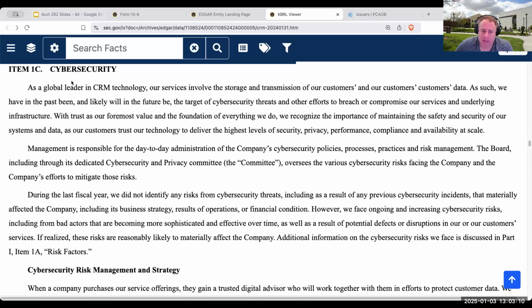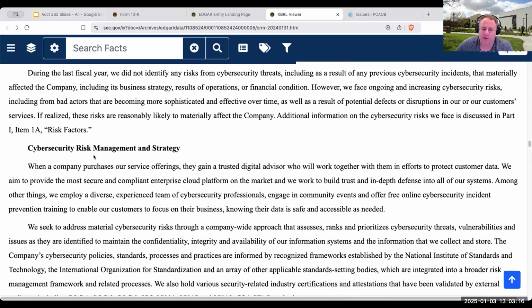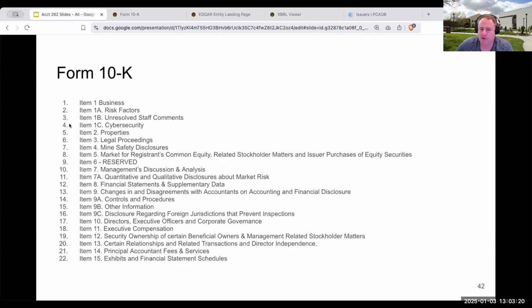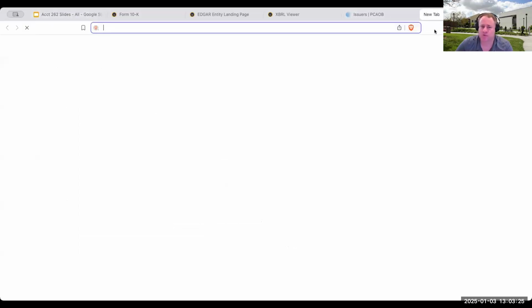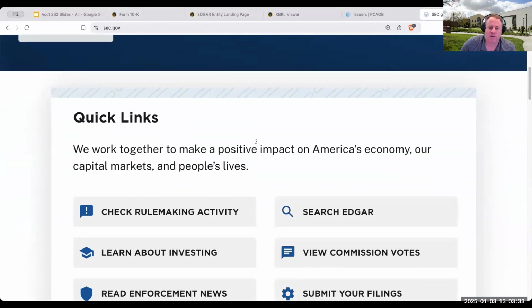So cybersecurity, as a global leader in CRM, this is talking about the cybersecurity risk management and strategy, right? So this is an item over here that's going here and talking about. Now, for a company like Salesforce, this is going to be extremely important. But if I come over to say, I don't know, let's look at the Home Depot really quickly.